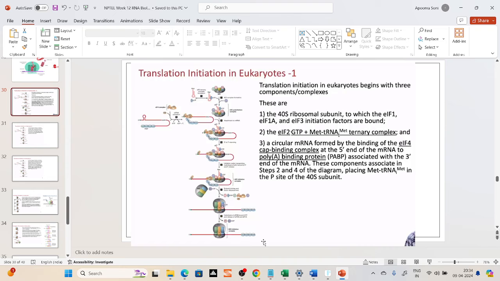This is the smaller subunit, and this smaller subunit is bound to some factors, and it is bound to the mRNA. So first, these factors come and bind to the smaller subunit. After that, the larger subunit comes and binds to it. After the larger subunit comes and binds, GTP will bring the charged tRNA. So always remember this.